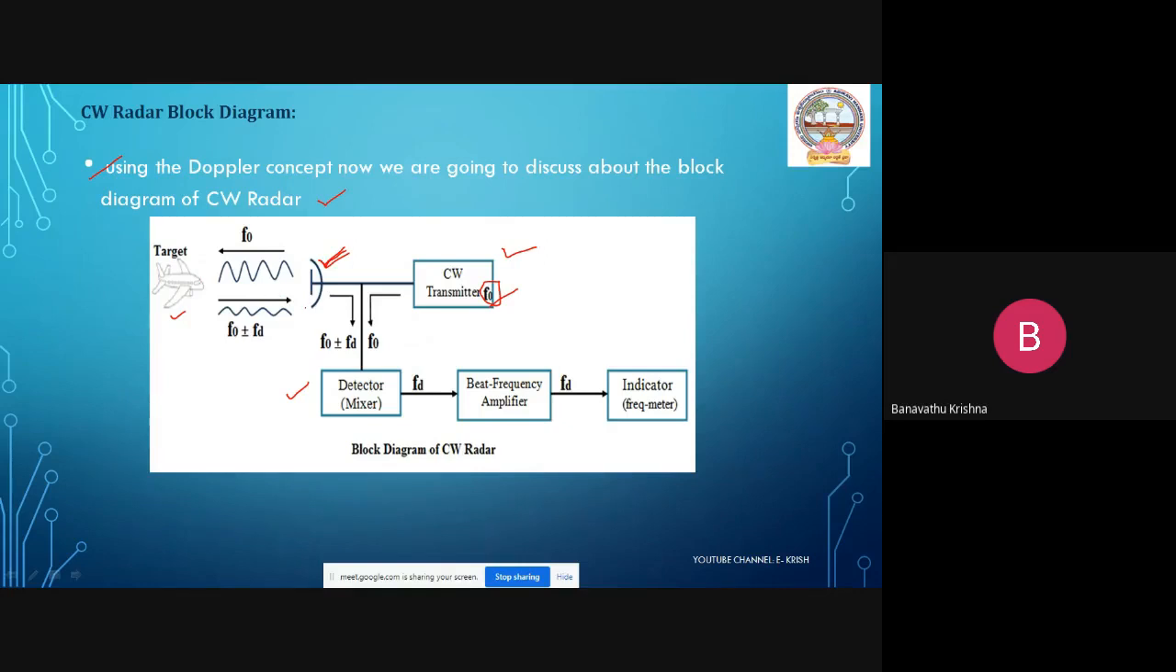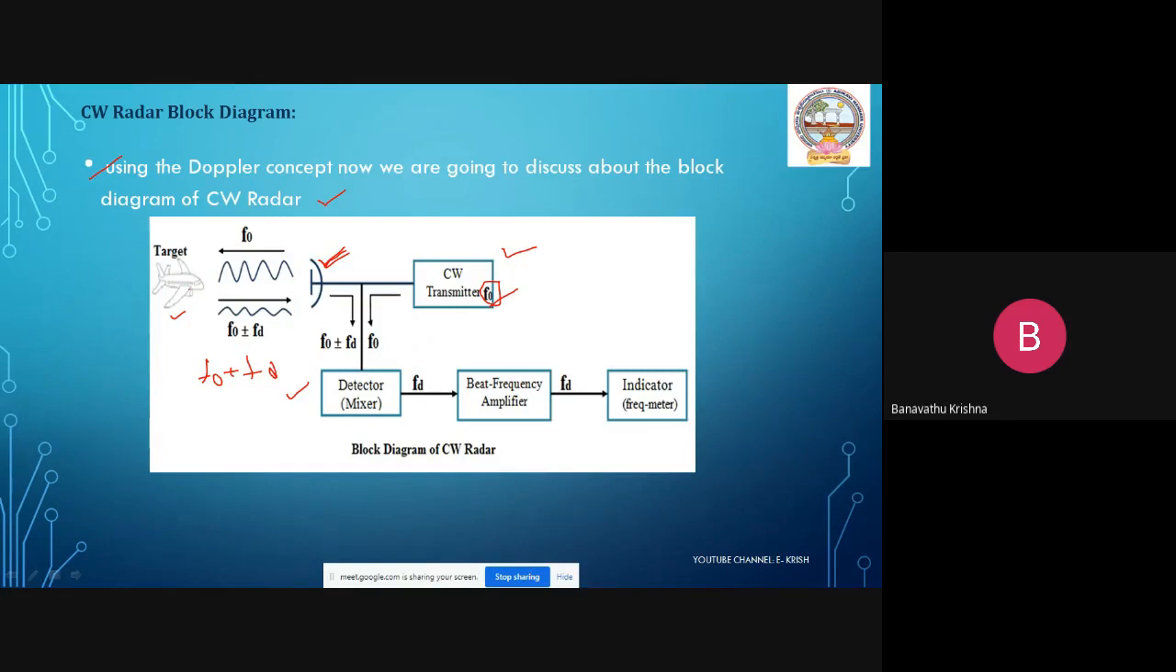If the target is approaching, the echo signal frequency is F naught plus Fd. If the target is receding, meaning moving away from the radar station, then the frequency is F naught minus Fd. That is why F naught plus or minus Fd is the reflected signal received at the radar receive station. If the target is moving towards the radar receive station, then the frequency signal is F naught plus Fd.